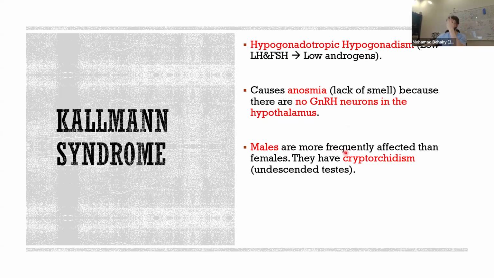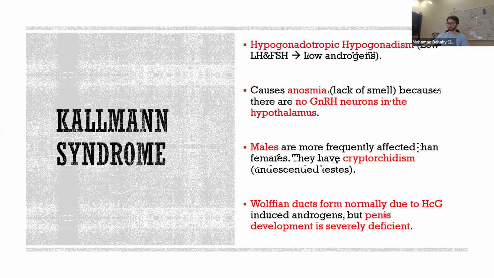Males are more frequently affected than females, and the males also go through a phenomenon called cryptorchidism. Cryptorchidism is essentially that the testes are not descended. You took in embryology that the testes slowly go down till they reach the scrotum. Here, no, the testes don't descend.